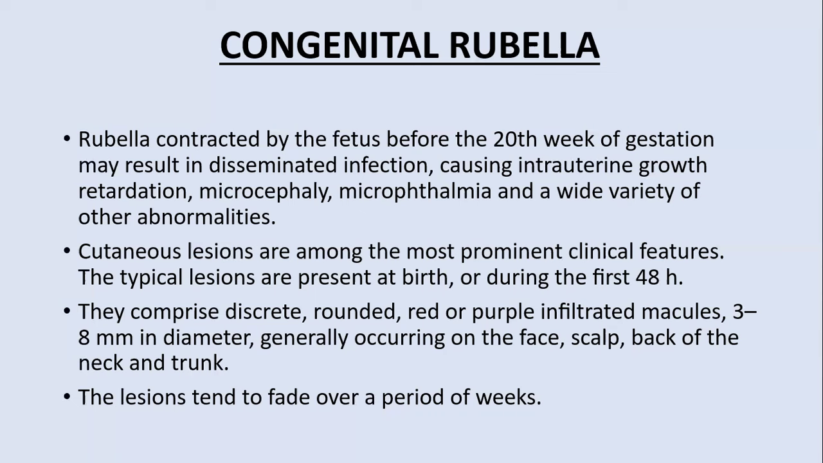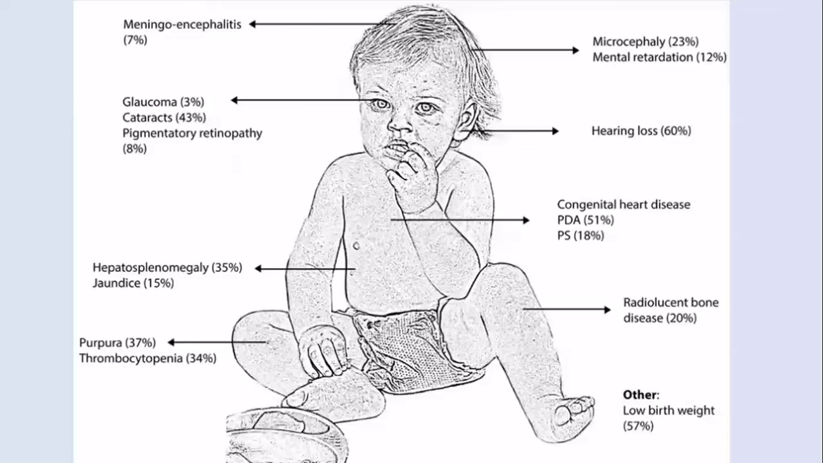The lesions comprise discrete, round, red or purple infiltrated macules, 3 to 8 millimeters in diameter, generally occurring on the face, scalp, back of the neck, and trunk. The lesions tend to fade over a period of weeks. The lesions are clinically not different from normal rubella or measles, which anyone can develop in his or her life. These are the skin lesions of fetal rubella infection.